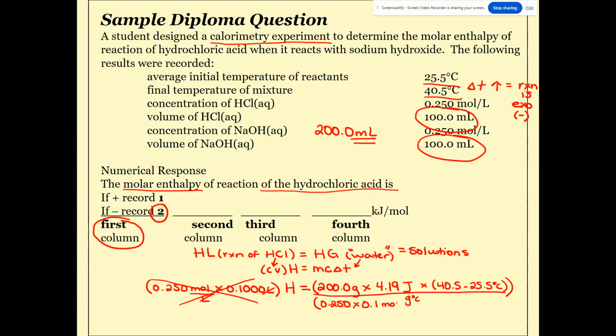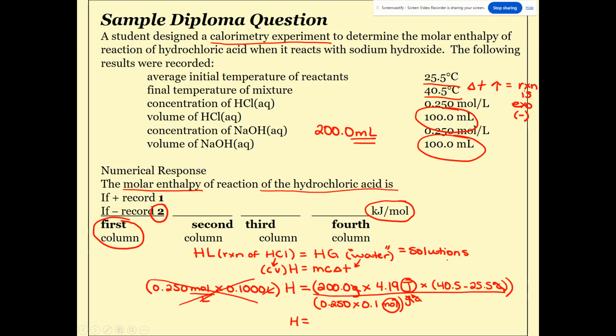I'm just going to write 0.1 because I'm running out of space here. Okay? So my grams cancel, my degrees Celsius cancel. We're left with joules per mole after I do my calculation. Okay, and notice again, look at what units it wants your answer in. For the SIG-DIG question, it wants kilojoules per mole.